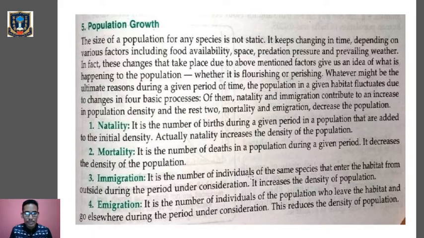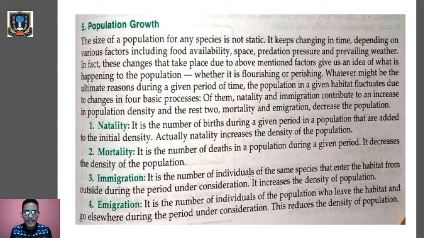Clear? So first we'll learn about population growth, because the population is usually not static, it will keep on changing. It will either increase or decrease, depending upon the time and various factors like food availability, space, and predators. It is not static, it will always keep on changing. So that's why we are saying that the population size is affected by natality, mortality, immigration, and emigration.